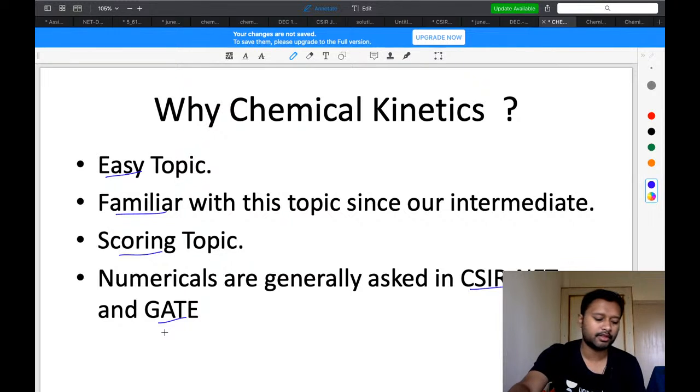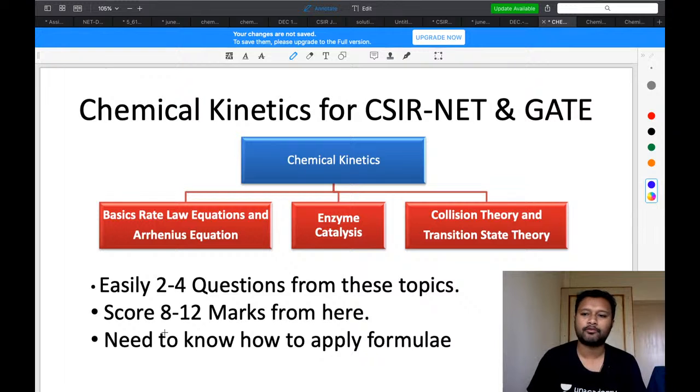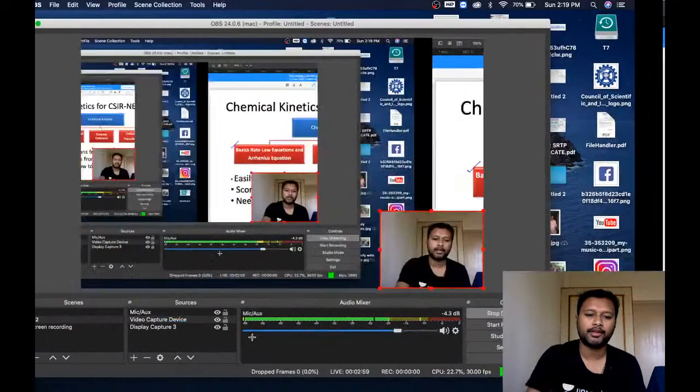For that you need to know the equations, and if you know all these equations, it is easier for you to approach. As I was telling you, there are three parts. The first part is the basic rate law equation, also called the Arrhenius equation. The second part is enzyme catalysis, and the third part is collision theory and transition state theory. That's how the whole of chemical kinetics goes. You will easily get around 2 to 4 questions from these topics in your CSIR-NET exam, and you can score around 8 to 12 marks from here. What you need to know is how to apply a formula. That's more important to know.